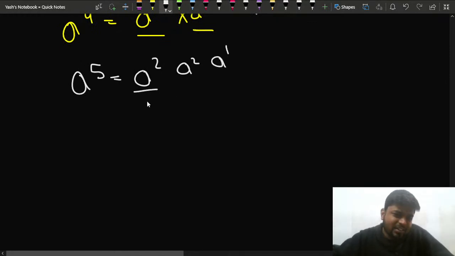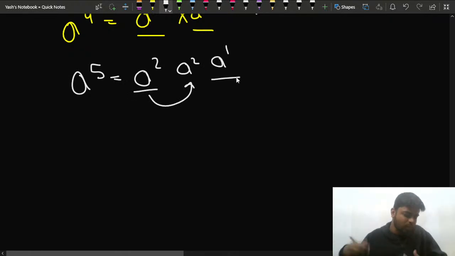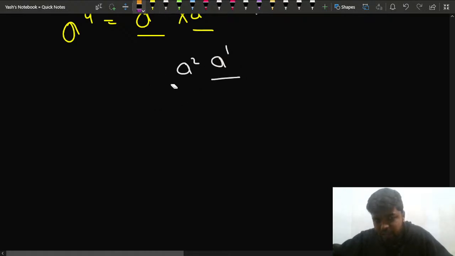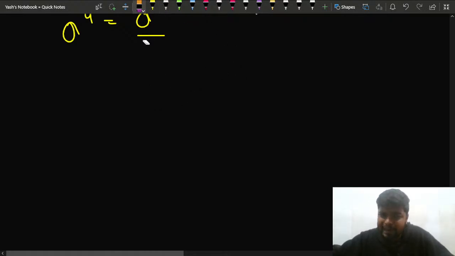If I have this as calculated, I'll directly put this value here, and a to the power 1 I'll be multiplying directly. Okay, so this is something that I'll be doing. Now the thing is that you also might have to do some pre-computations for this particular function, right?